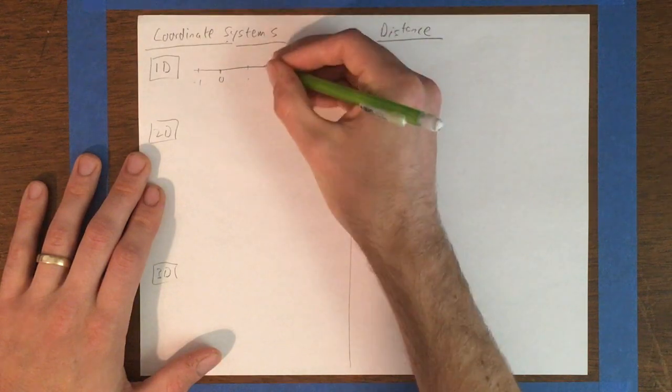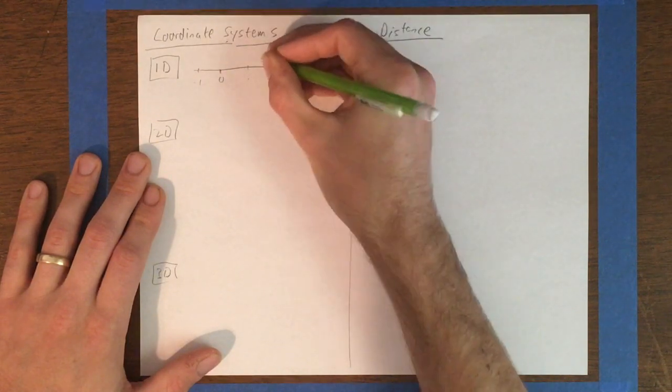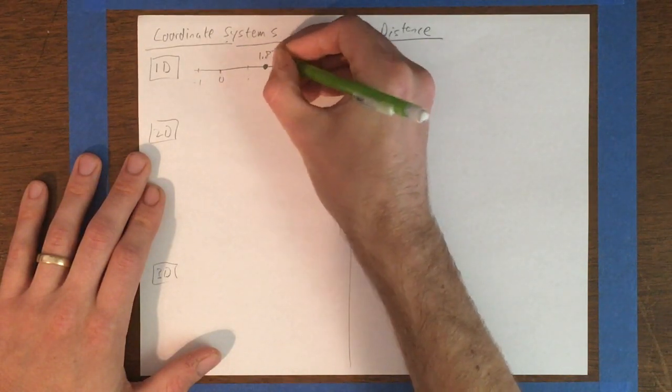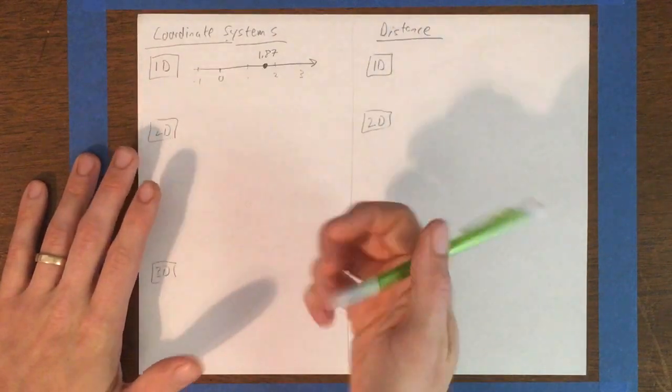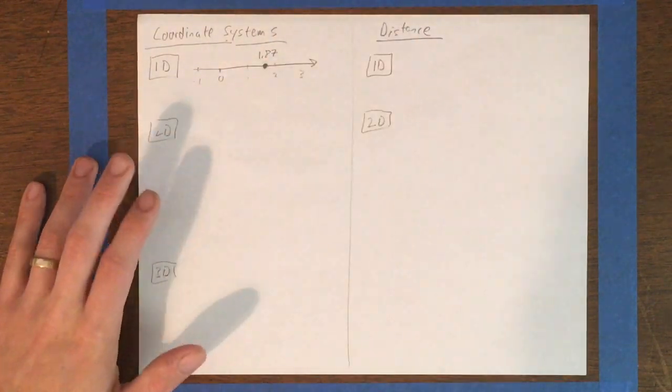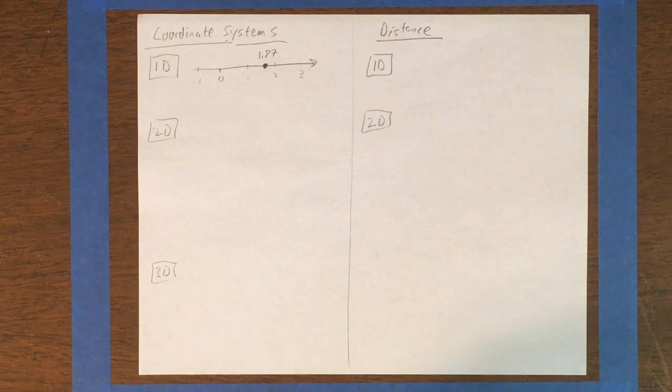Let's say we want to plot this number. Let's say this is 1.87 or something. You can plot points like this in a one-dimensional coordinate system. We'll also later be plotting entire intervals of numbers, like sets of numbers, okay?